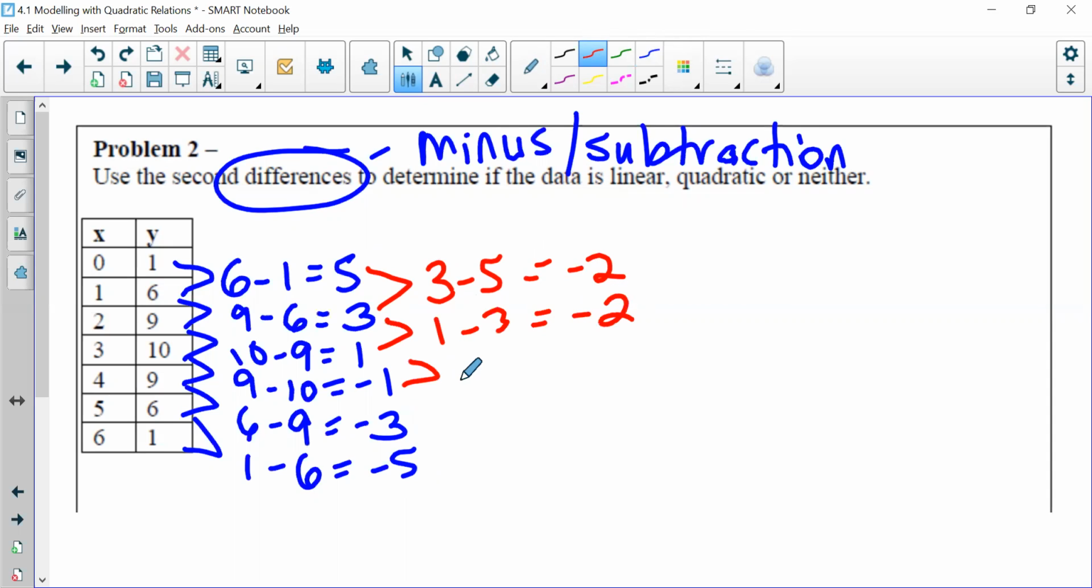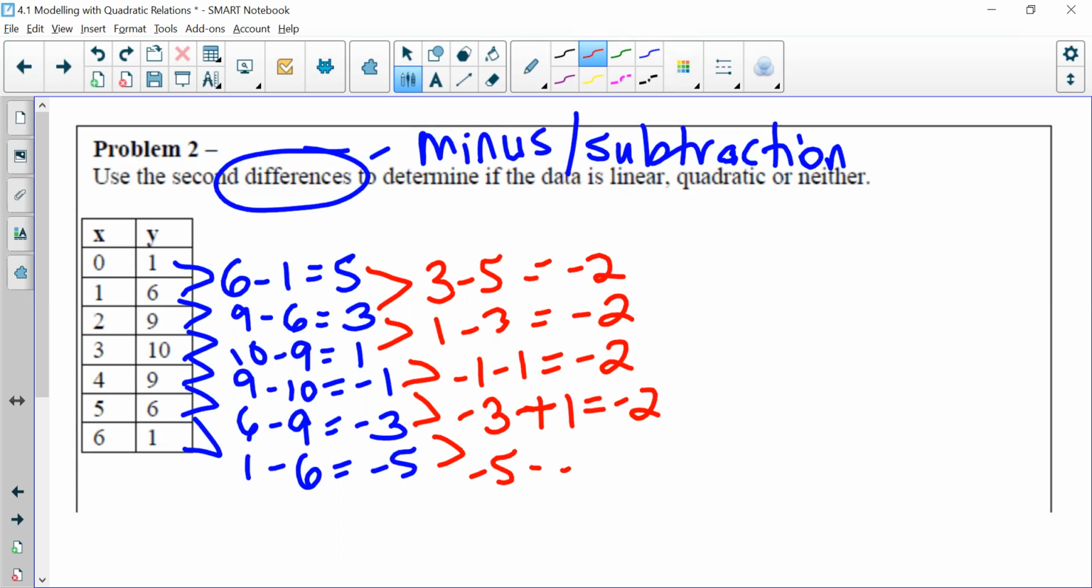Now I'm going to do 1 take away 3. -2. What's -1 take away 1? Is that -2? Yeah. All right, so everything. What's -3 minus -1? This is the same thing as -3 plus 1. -2. Awesome. You're seeing the pattern. -5 minus -3. That double negative is a plus. -2. The second time you do this, when that is all the same number, then you conclude that the data is quadratic.